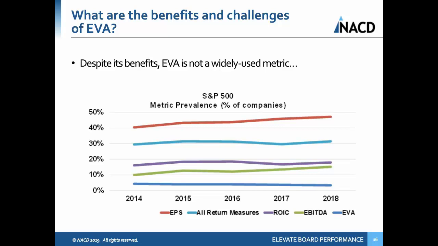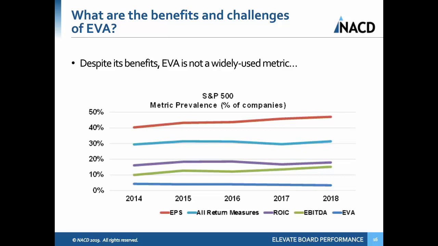As you can see, prevalence of EVA, which is the lowest line on the chart, the blue line, is pretty low. Generally, less than 5% of companies in the S&P 500 are using EVA anywhere in the overall incentive measurement framework, whether it's short-term incentives, cash-based long-term incentives, or equity-based LTI.